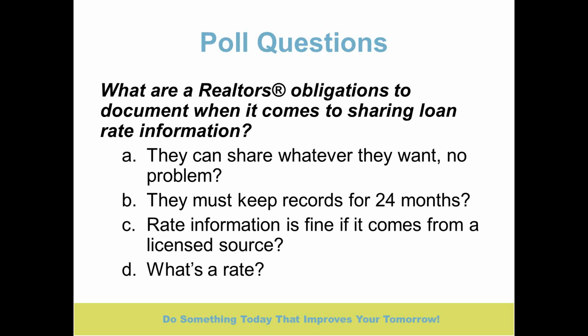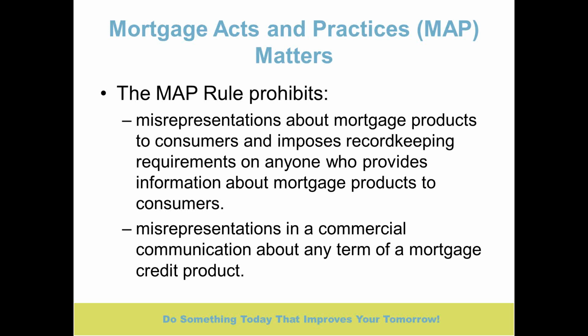And you will be amazed that, believe it or not, by law, the Mortgage Acts and Practices, MAP, prohibits misrepresentations about mortgage products to consumers and imposes record-keeping requirements on anyone who provides information about mortgage products to consumers. According to MAP, there is a law: if they so much as talk about a product or a program, they must document that and they must keep it for 24 months.